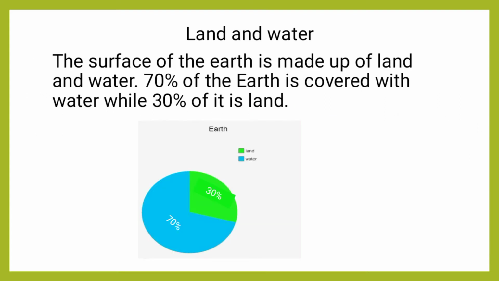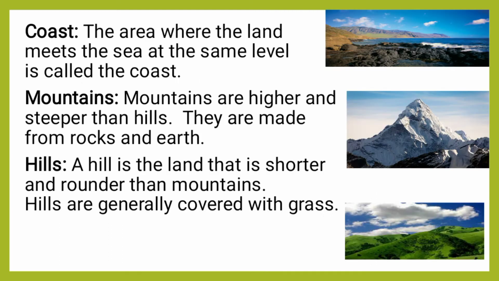Land and water. The surface of the earth is made up of land and water. 70% of the earth is covered with water while 30% of it is land. Now I will define for you landforms. Coast. The area where the land meets the sea at the same level is called the coast. Mountains. Mountains are higher and steeper than hills. They are made from rocks and earth. Hills. A hill is land that is shorter and rounder than mountains. Hills are generally covered with grass.